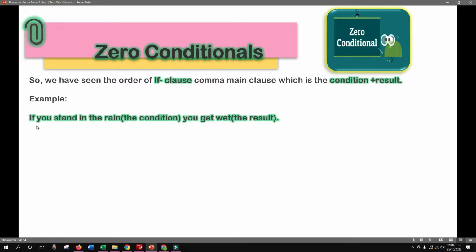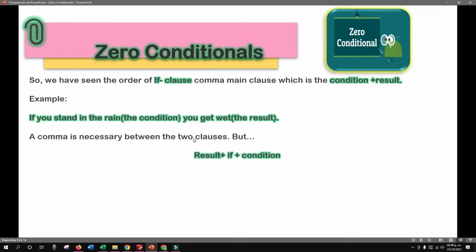Yes? So, what is missing here? The comma, right? So, if you stand in the rain, comma, you get wet. So, the condition, if, and the result, you get wet, right? A comma is necessary between the two clauses. En lo que les decía, la coma es muy importante en este caso, en medio de las dos oraciones. But, result plus if plus condition, this is different.